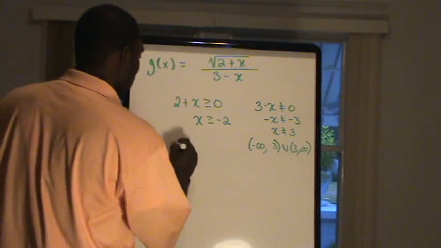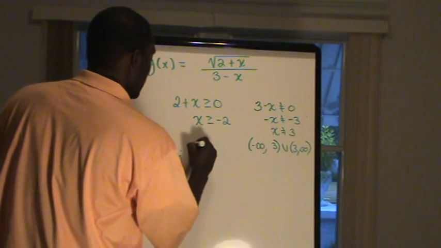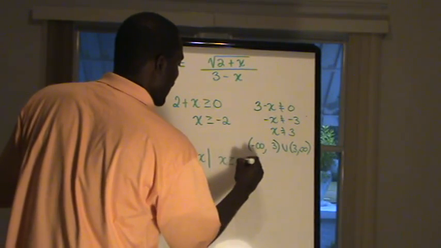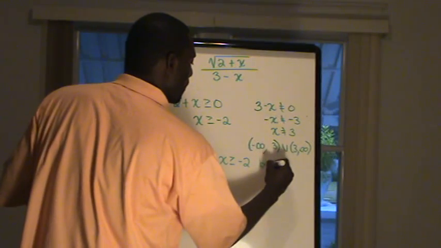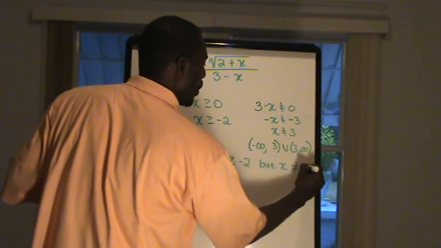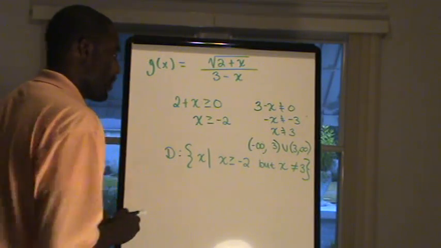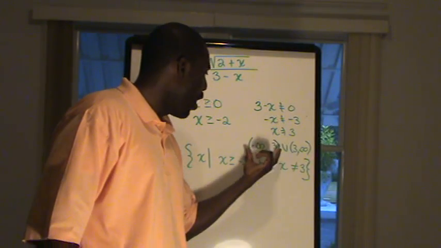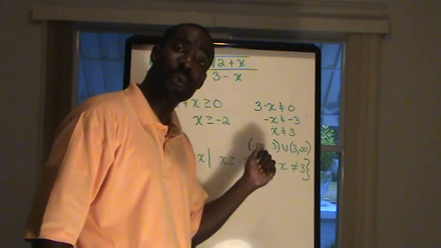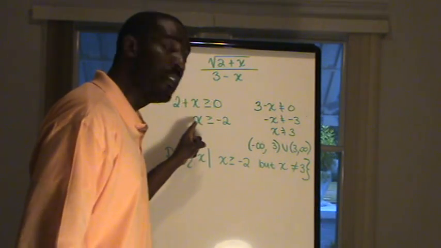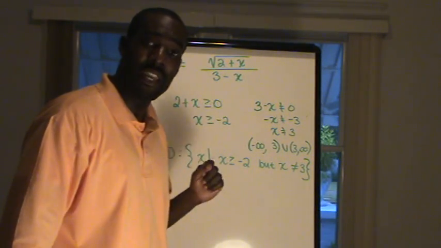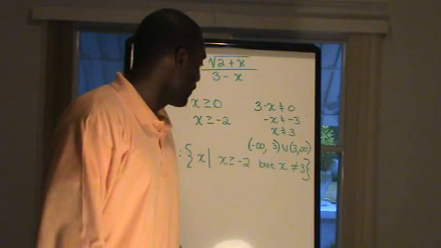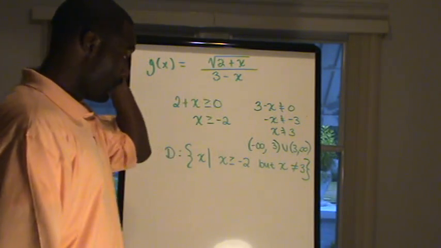So my domain would be the set of all x such that x is greater than or equal to negative 2, but x does not equal 3. That's the only thing that you can do for your domain. You cannot include all of these values from negative infinity up until 3, because some of those values will violate x being greater than or equal to negative 2, and that's from negative infinity all the way up to negative 2.